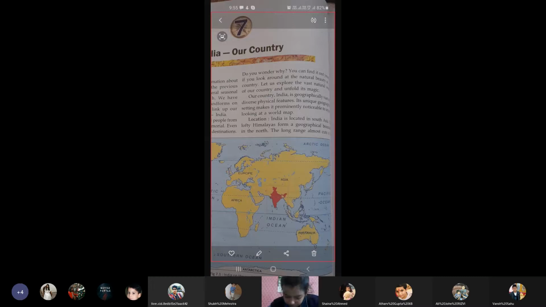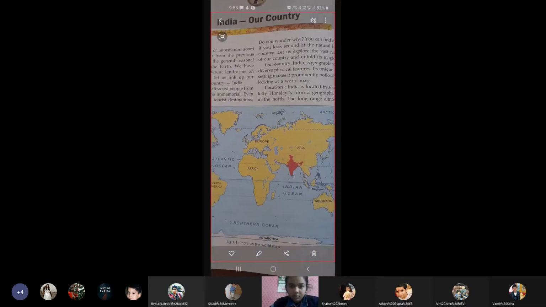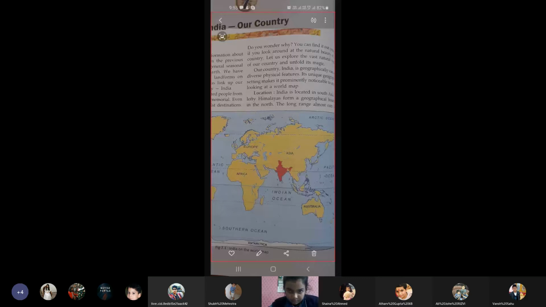Our country, India, is geographically vast with diverse physical features. Its unique geographical setting makes it prominently noticeable to anyone looking at a world map. Now, if you see India on a world map, can you see it in this picture? India is here with a darker brown color. Location. India is located in South Asia.